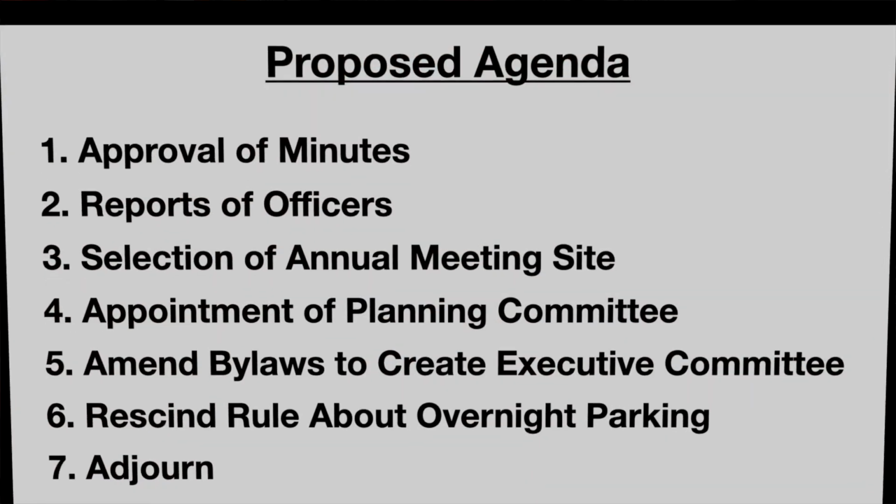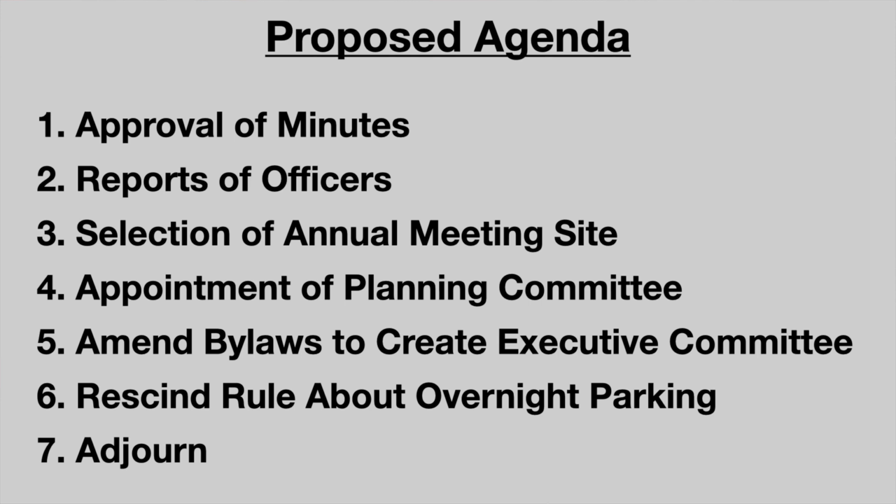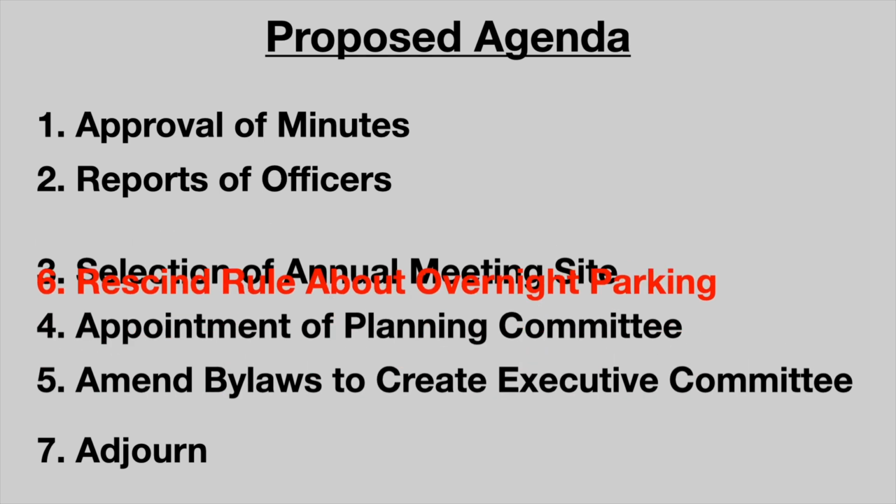Once the chair has placed the agenda before the assembly for adoption, any member may offer an amendment to the agenda. A member does this by obtaining the floor and saying, "I move to amend the agenda by." The member would then explain the proposed amendment. For example, let's say the proposed agenda looks like this. And let's say a member wanted item number 6 to come up earlier in the meeting, the motion to rescind the rule about overnight parking, so that the agenda would look like this.